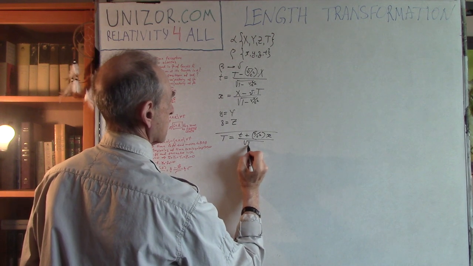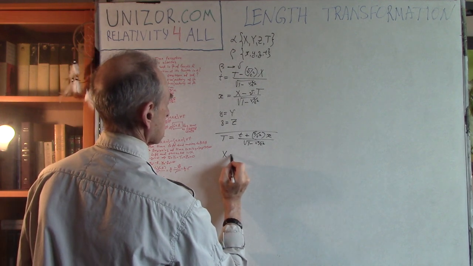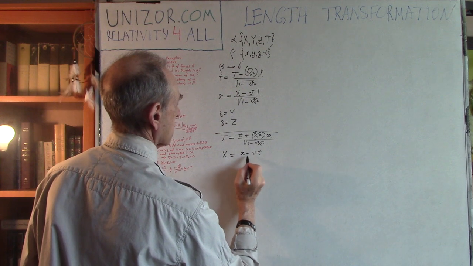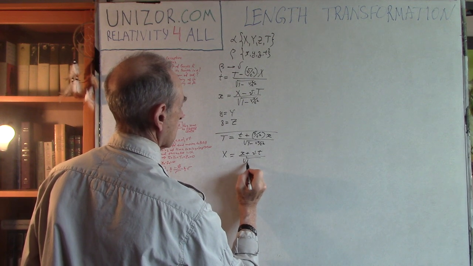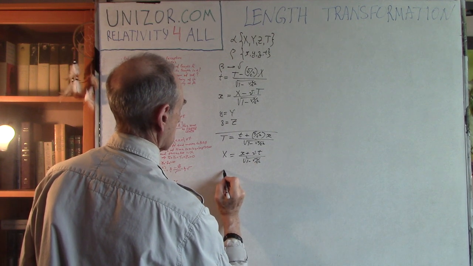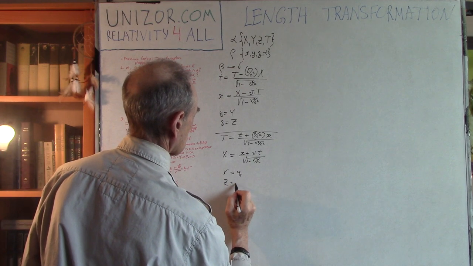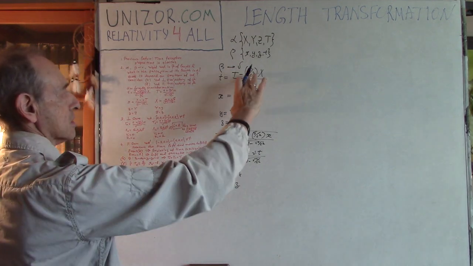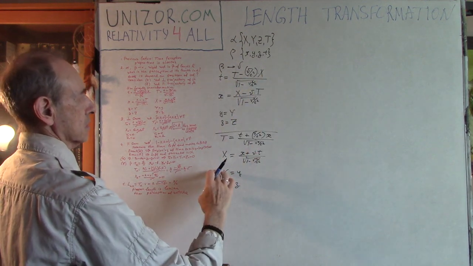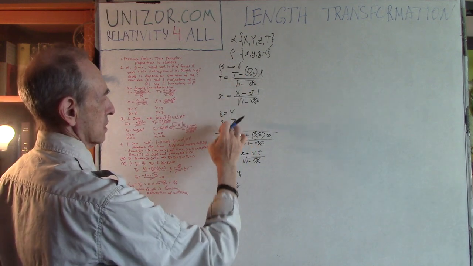and divided by the same square root, and capital X would be lowercase x plus v lowercase t divided by the same root, and again capital Y is equal to lowercase y and capital Z is equal to lowercase z. So these are Lorentz transformations from alpha to beta, and this is from beta to alpha, and there is only one difference: here is minus, here is plus, minus, plus, and these are the same.